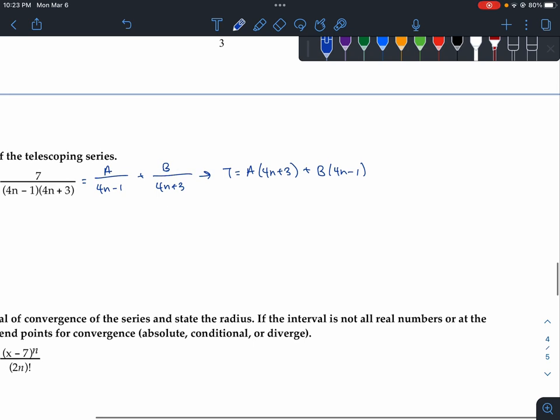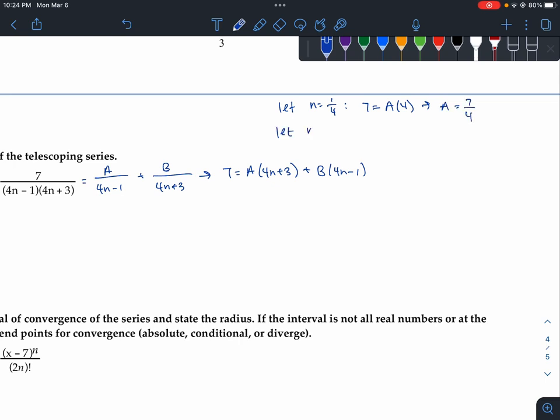Okay, so let's say we let n be equal to 1 divided by 4, so positive 1 over 4. In that case, we'll have 7 is equal to, this is going to be gone, and then we plug 1 over 4 here, so if I plug in 1/4, that's going to be 1 plus 3, so it's going to be equal to a times 4, and so a is going to be equal to 7/4.